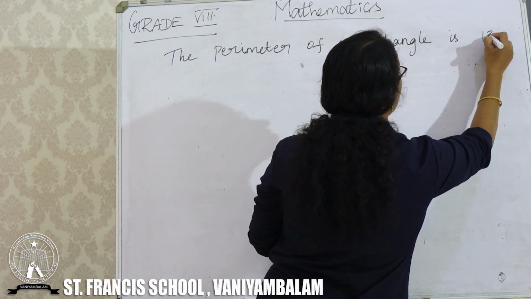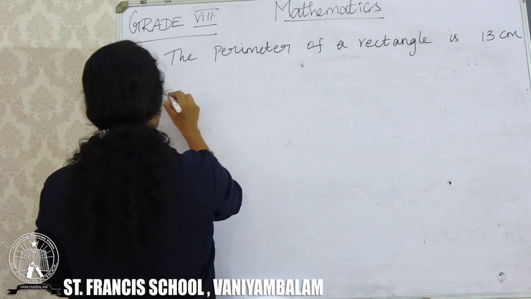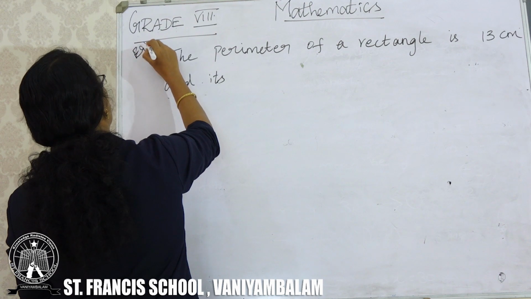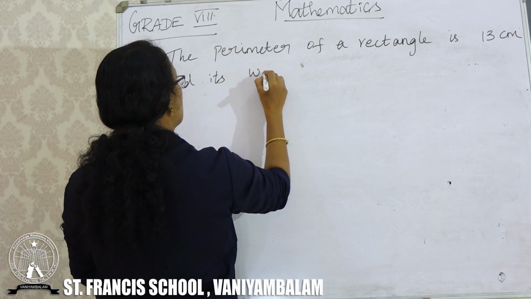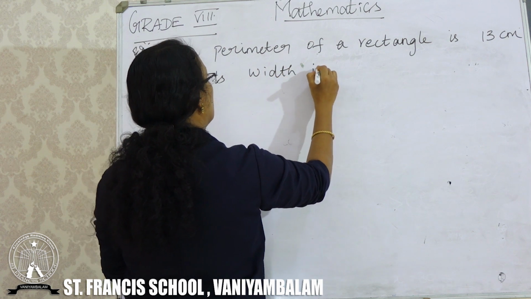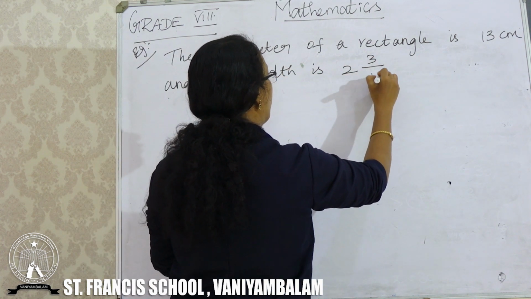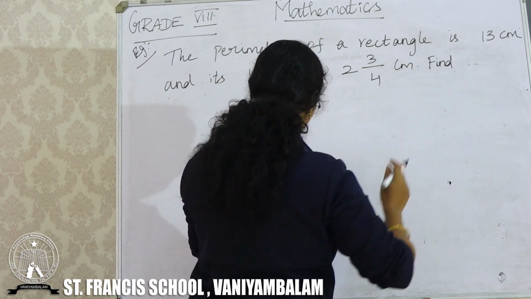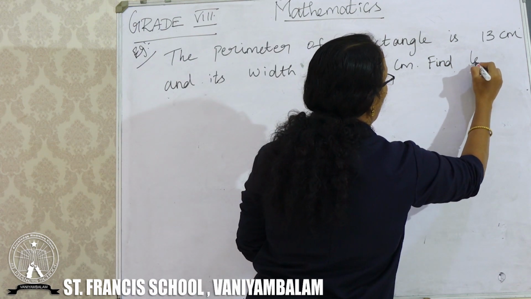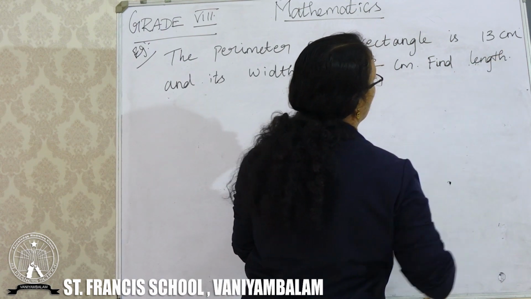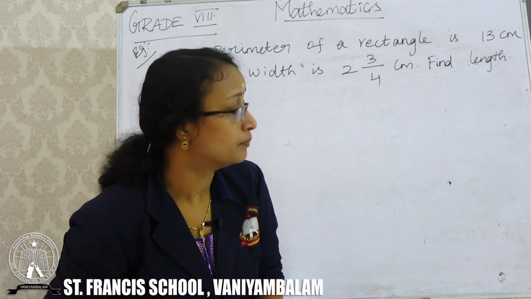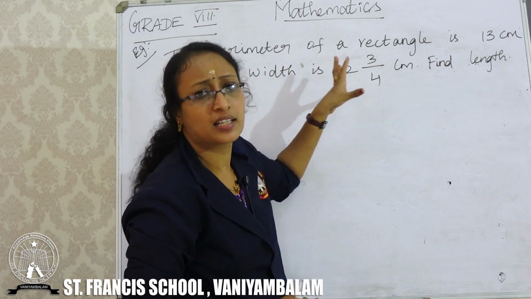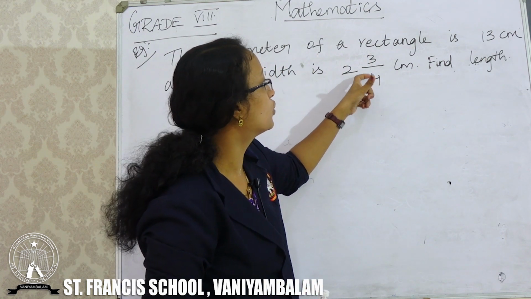is 13 centimeter. This is your example, and its width is 2 3/4 centimeter. Find its length. You have to find the length. So how will you do this? It is given the perimeter of a rectangle is 13 and width is given. Width is nothing but breadth. Breadth is given 2 3/4 centimeter.